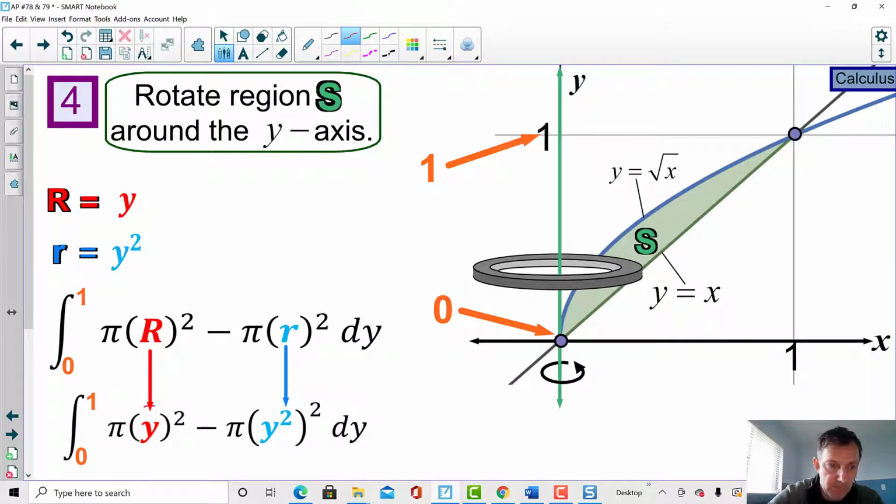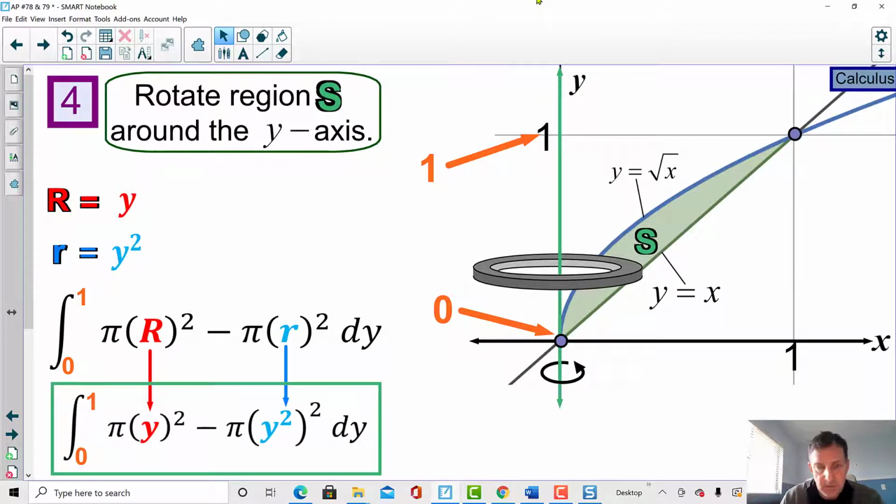There we go. There's our big R. It's just y. And our little r is going to be y squared. That's our final answer. Let's put a box around it. And now we're done. Let's go ahead and look at question number 5.